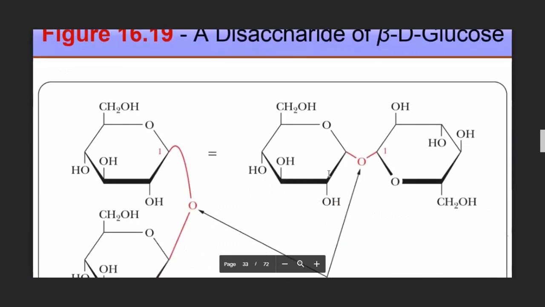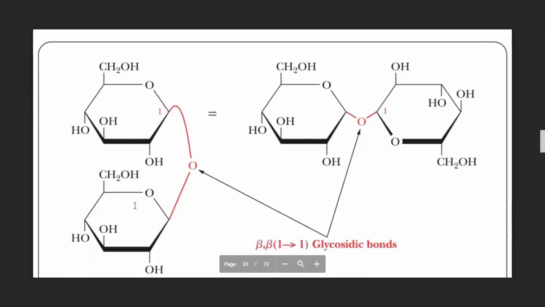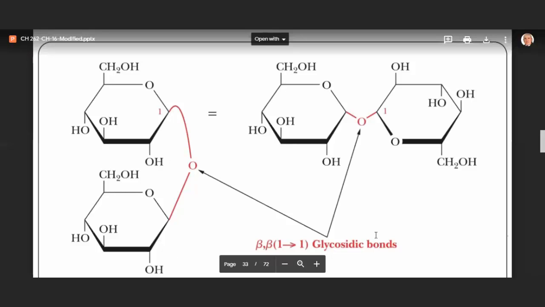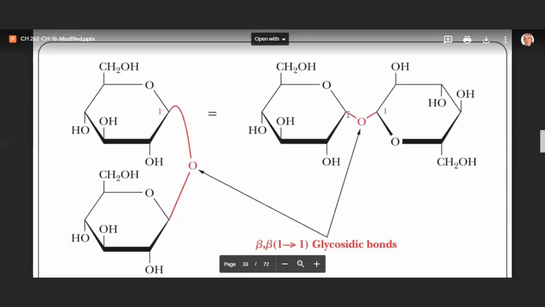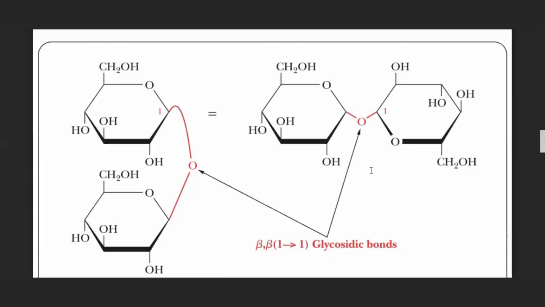Another possibility of a glycosidic bond, this time between two beta D-glucose molecules. Notice the bond is between carbon 1 and carbon 1, and its type is beta, so it's a beta 1,1 glycosidic bond. This is carbon 1 of this monosaccharide, and this is carbon 1 of this monosaccharide. So that's why its type is beta, so it's a beta 1,1 linkage.